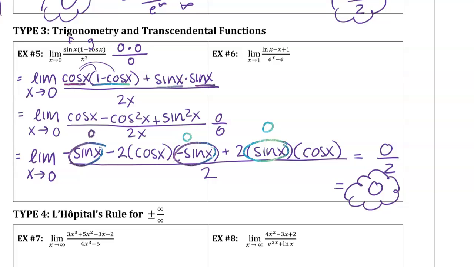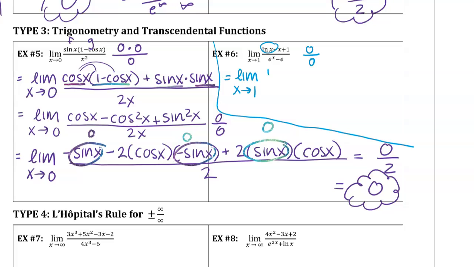All right, let's look at the limit as x goes to 1 of ln of x minus x plus 1 over e to the x minus e. So natural log of 1 is 0. 0 minus 1 is negative 1 plus 1 is 0. And then our denominator, e to the 1 is just e minus e is 0. So we get to use L'Hopital. The limit as x approaches 1.